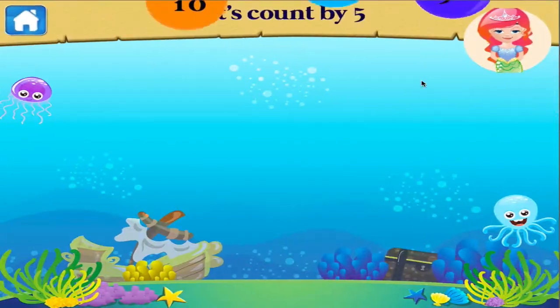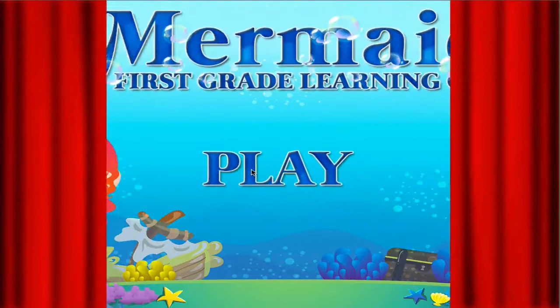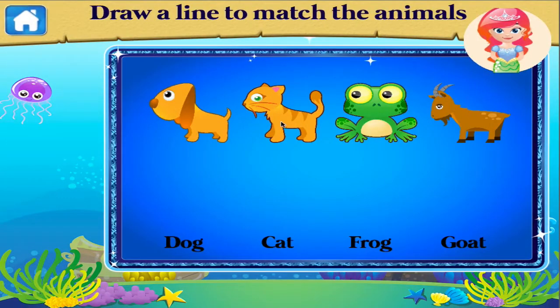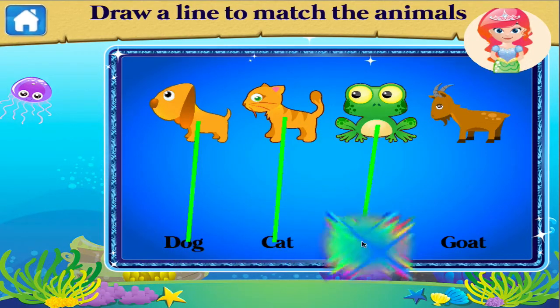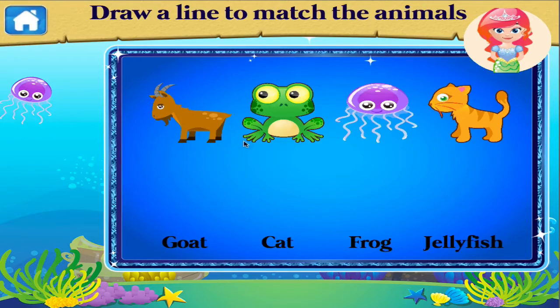Let's count by 5. Draw a line to match the animals to their names. Fantastic! Good work. Splendid. Awesome. Draw a line to match the animals to their names.